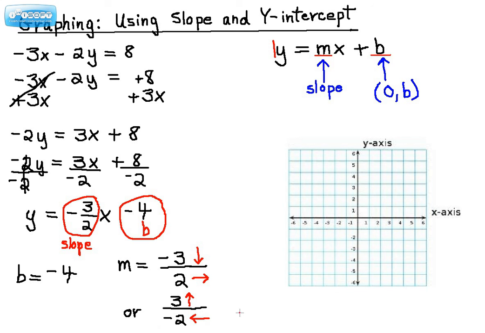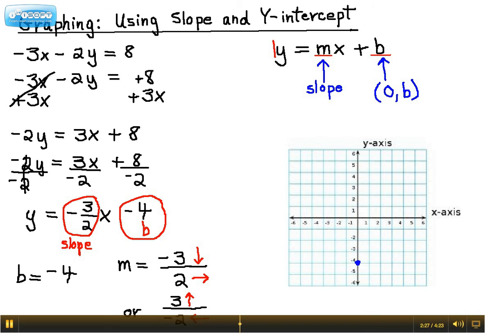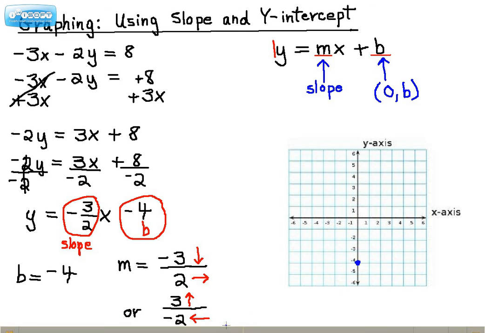We begin by making a point at negative 4 on the y-axis. Here we have our point at negative 4. From there we want to plot the rise and run of the slope. So let's first go down 3 and then right 2.